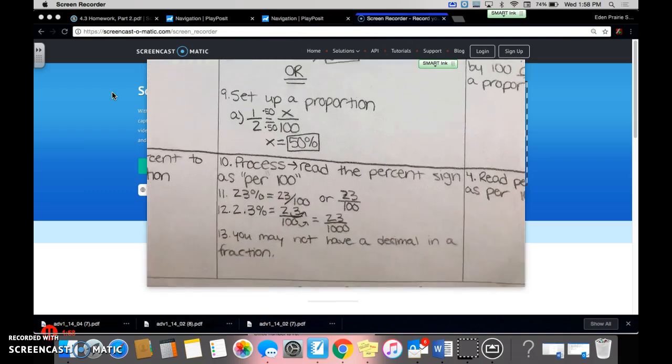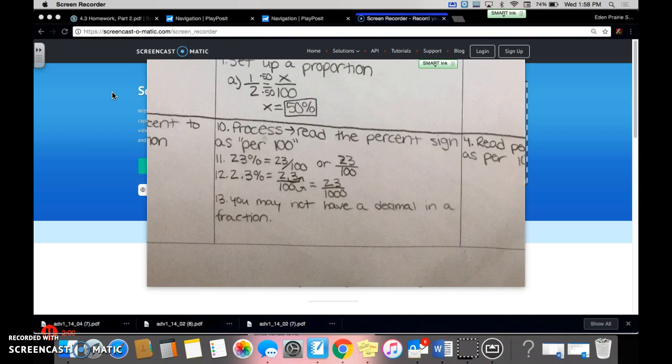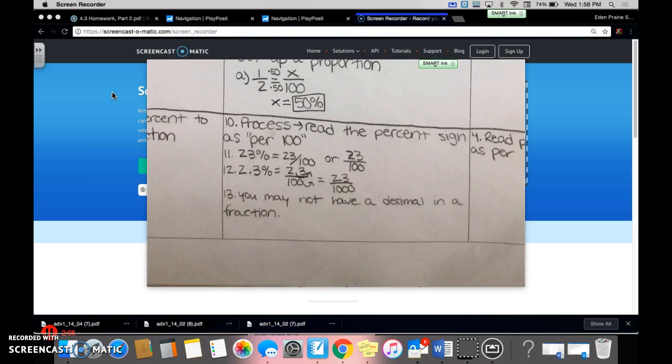Slide on down, Ayana. How do you go from a percent to a fraction? The process to go from a percent to a fraction is to what on the count of 3? 1, 2, 3? Read the percent sign as per 100. So we would say 23% would be 23 over 100. Per 100, which is the same as 23 over 100, right? Yes.